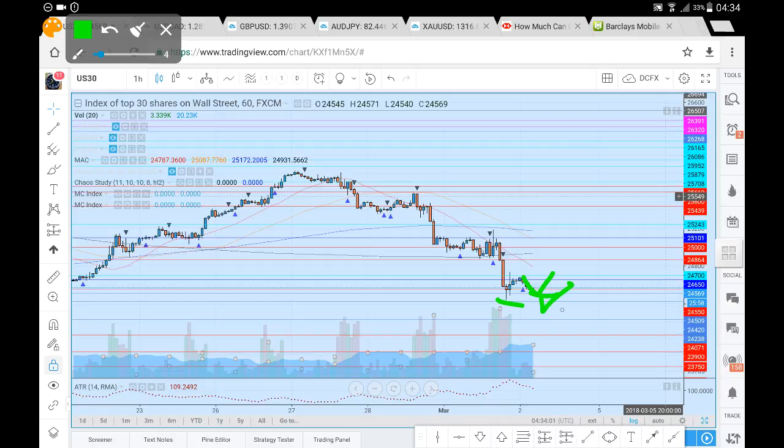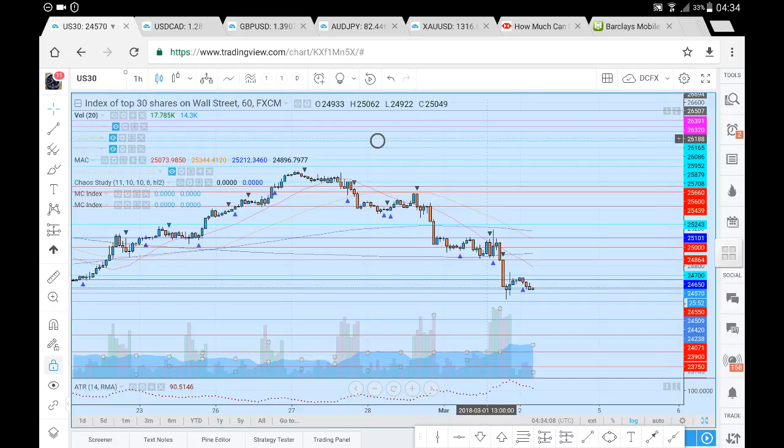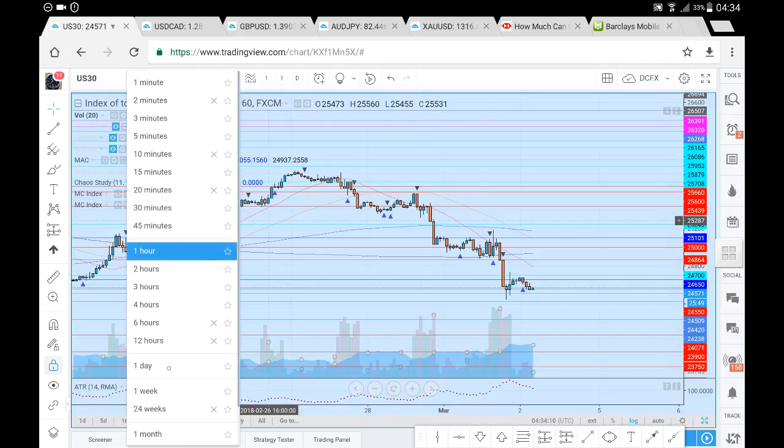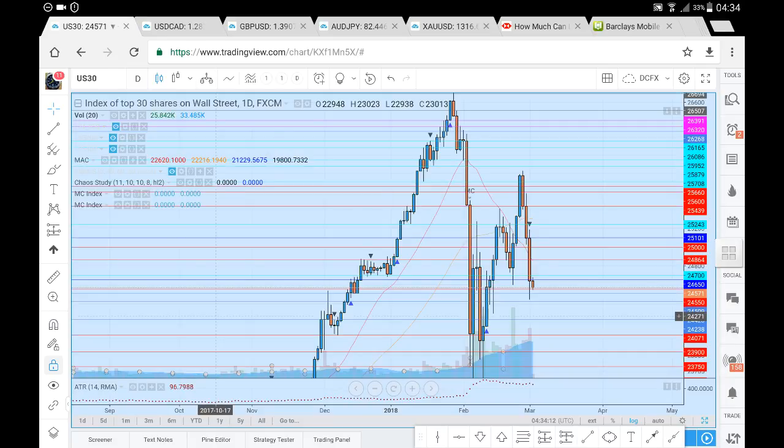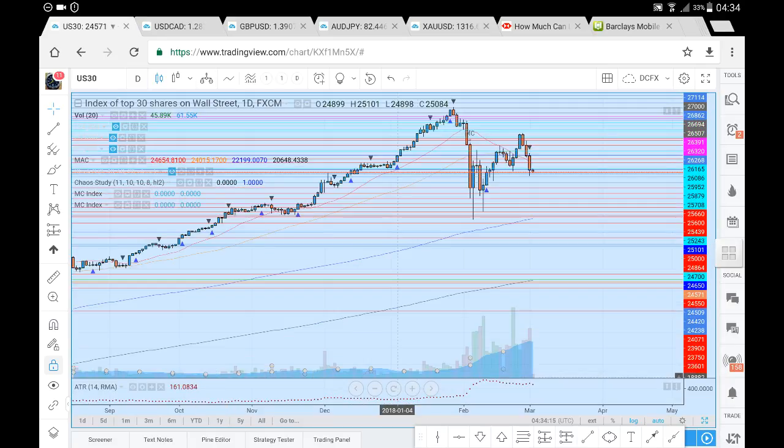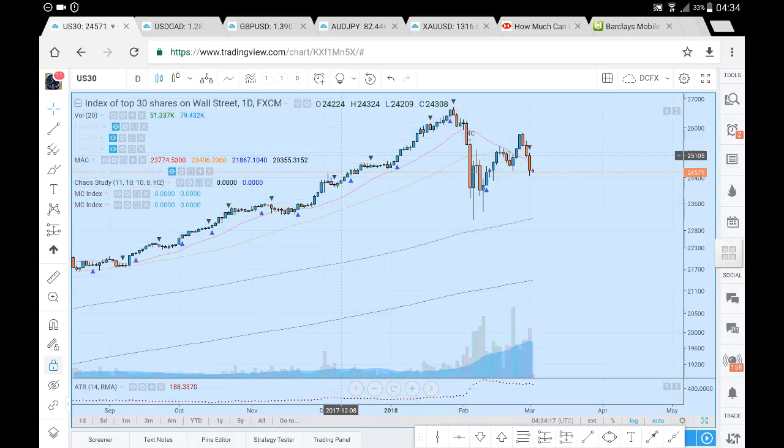higher low or a double bottom. We do seem poised for further downside momentum here on the US 30. And with that said, that pretty much wraps up the US 30 analysis. We'll just have a quick look at the daily time frame and get on here correct. And we'll hide our drawings.